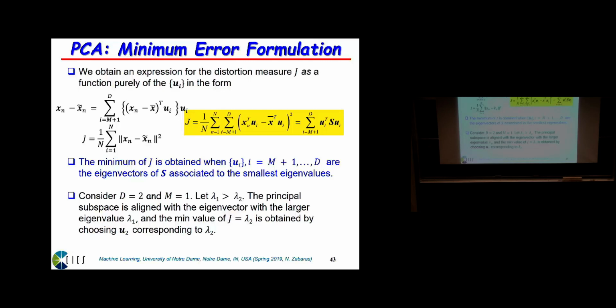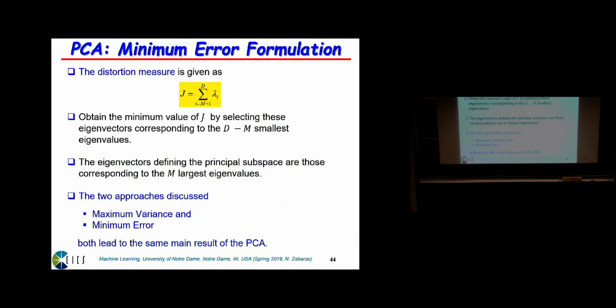So if you have, let's say, data in 2 dimensions and you project them onto 1 dimension, and lambda 1 is the first eigenvalue and lambda 2 is the second, the smallest, then effectively the principal subspace will correspond to U1. And the error that you make will be equal to lambda 2, and U2 will correspond to the second eigenvector.